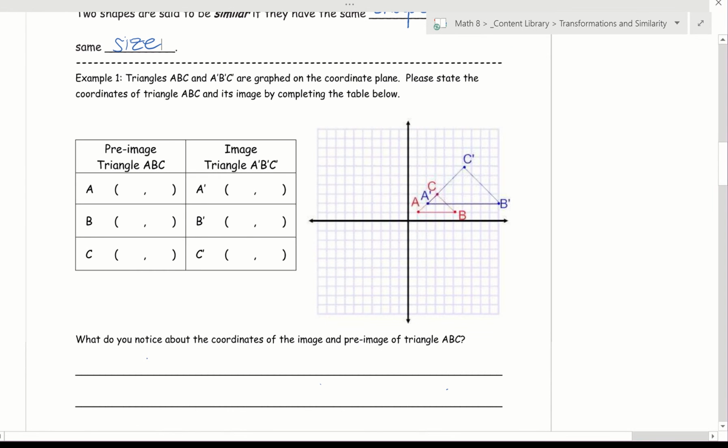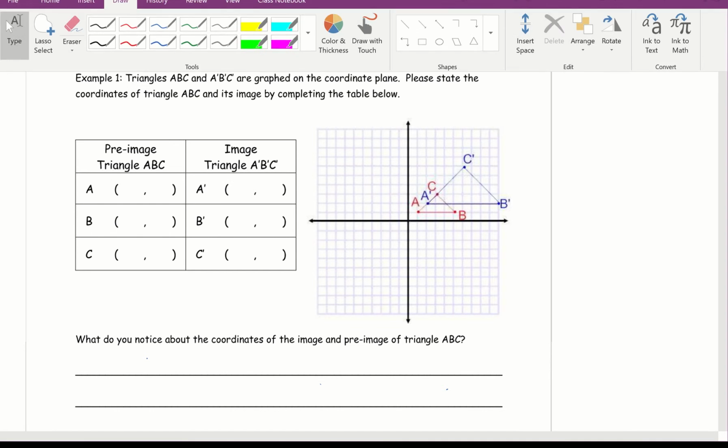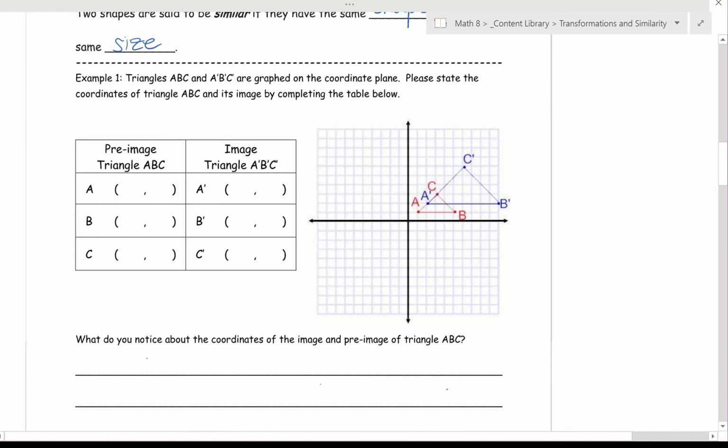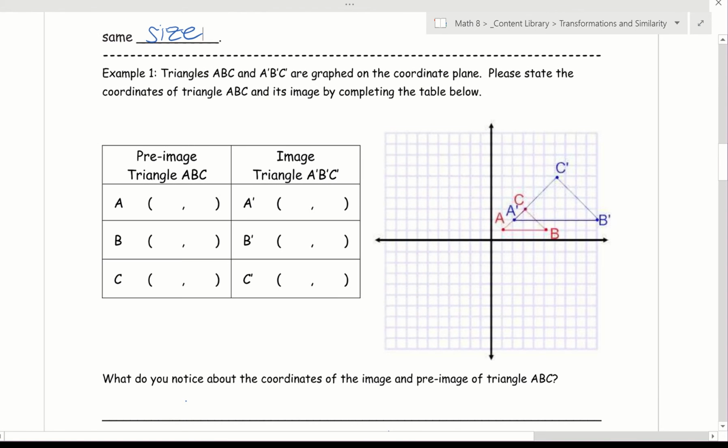Okay? Now let's look at triangles ABC and A prime, B prime, C prime as they are graphed in the coordinate plane. Please state the coordinates of triangle ABC and its image by completing the table below. So we have the pre-image, rather, is the red triangle. So that red triangle, A is at 1, 1, B is at 5, 1, and C is at 3, 3, if you see that. For image triangle A prime, B prime, C prime, that's the blue one. A prime is at 2, 2, B prime is at 10, 2, and C prime is at 6, 6.